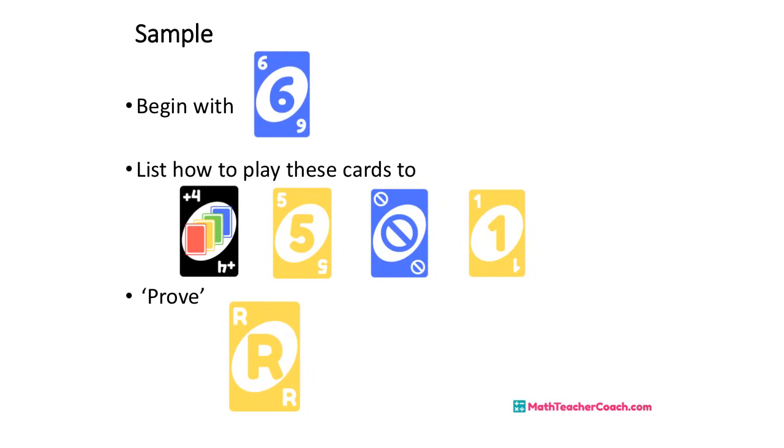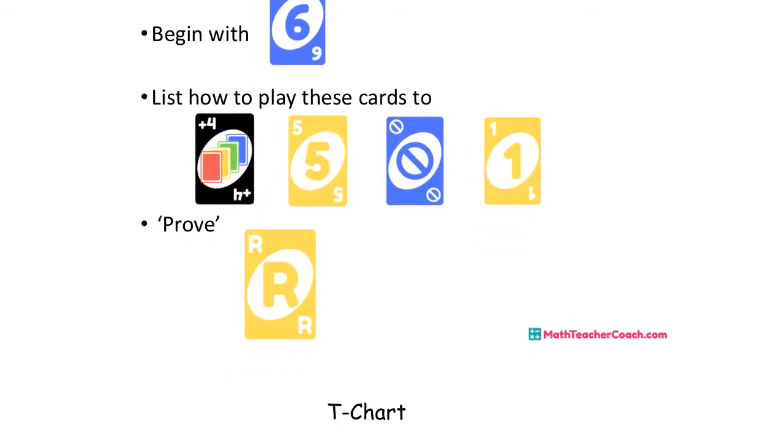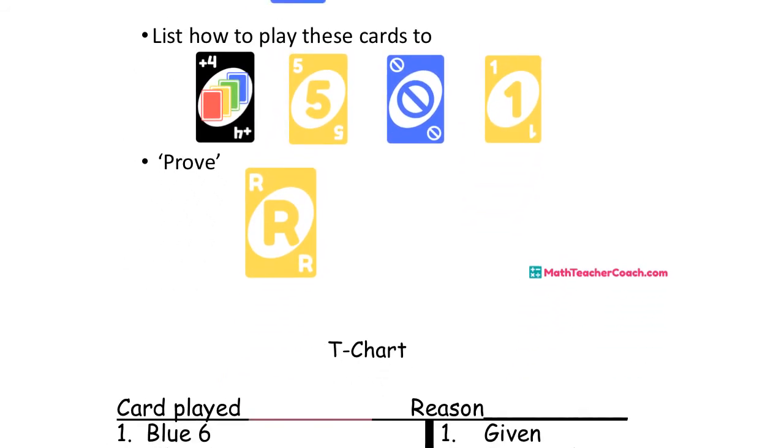So for example, we're going to start with the card, the blue 6. So if we go down here, here's our T-chart. The blue 6 is given. Then we have these 4 cards, the +4 wild card, the yellow 5, the blue skip, and the yellow 1 to prove how we get to the yellow reverse. So we have a blue 6 that we've been given. We can play 2 cards, possibly, right? The +4 wild or the blue skip.